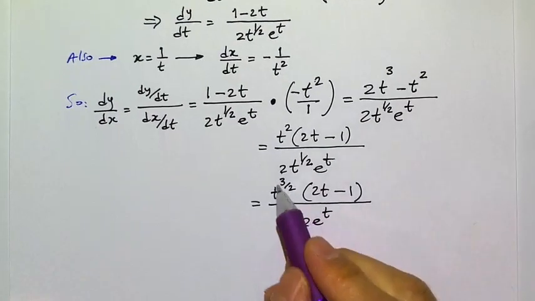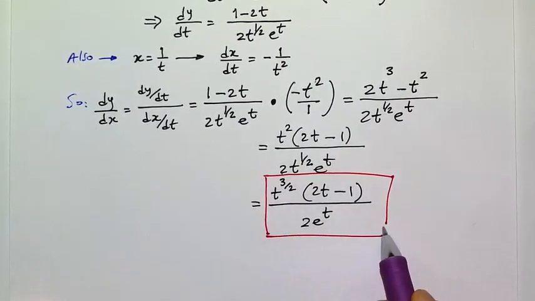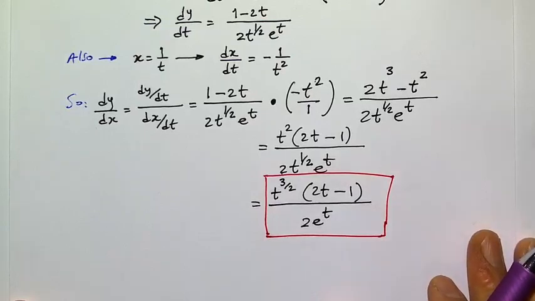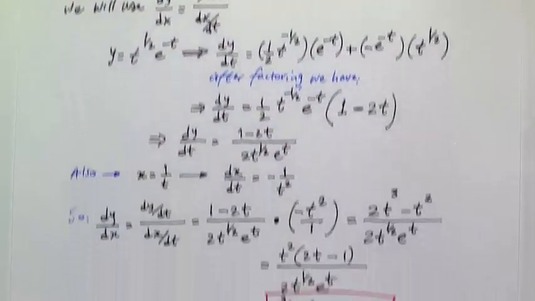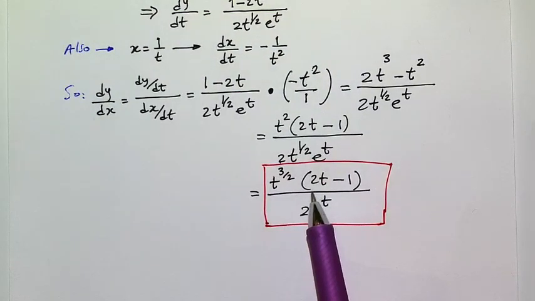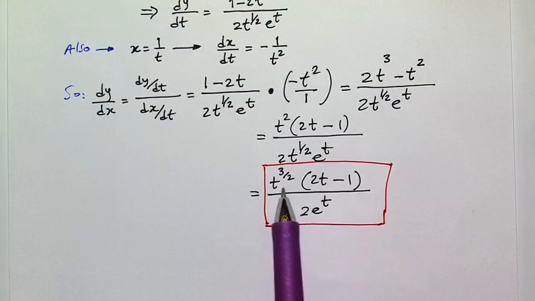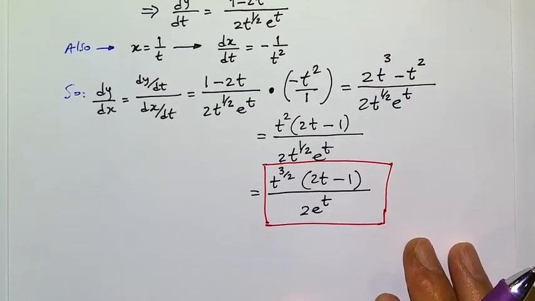Okay. So that expression represents the slope of the tangent to this curve. And of course, we can then determine that slope for any time variable, for any value of the time t.